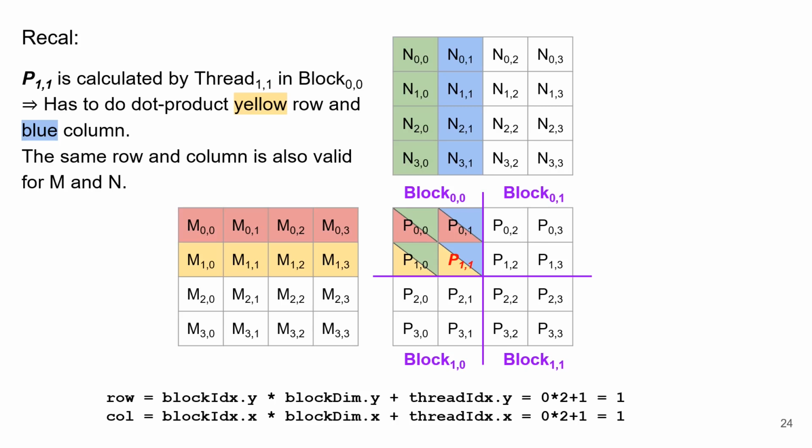Now let's see what we were discussing. Our goal or question was to find the row and column numbers of a thread which calculates a specific element of the output matrix. The row number we find corresponds to the row number of the first matrix, and the column number we find corresponds to the column number of the second matrix. Using that, we find the row and column number of P11 are 1 and 1 respectively.